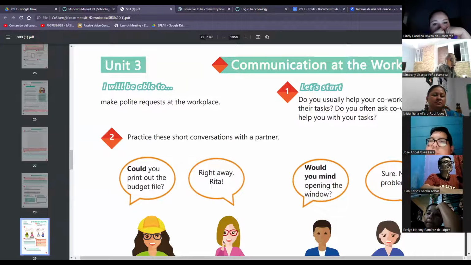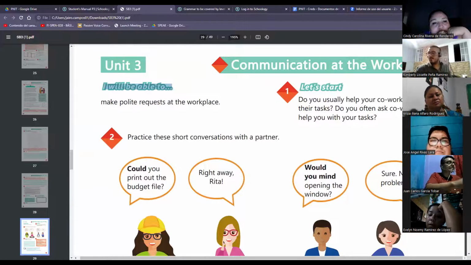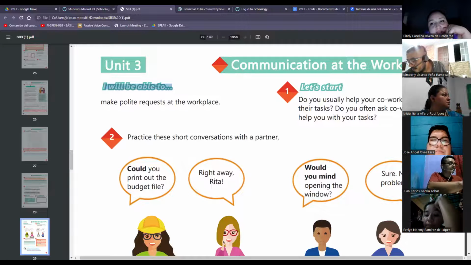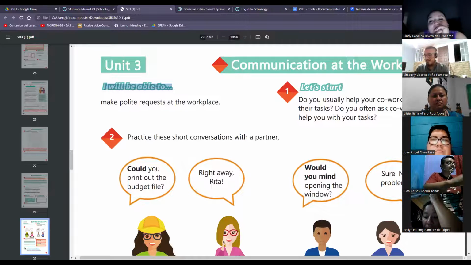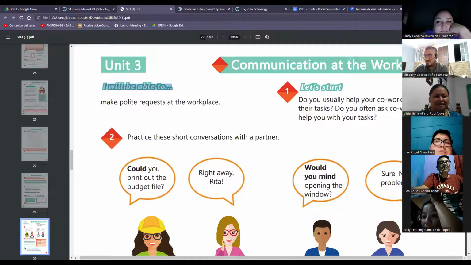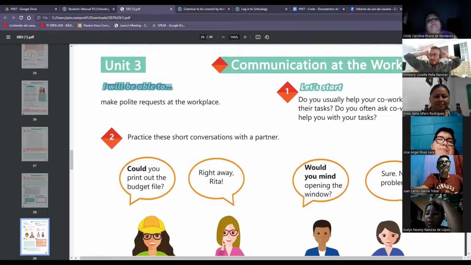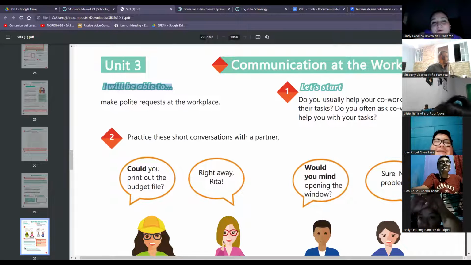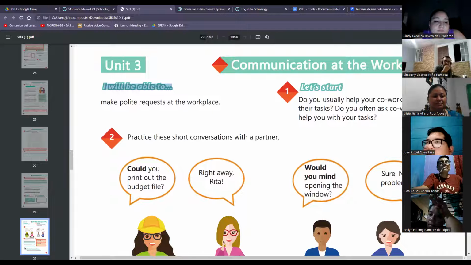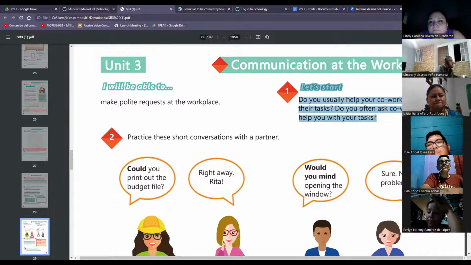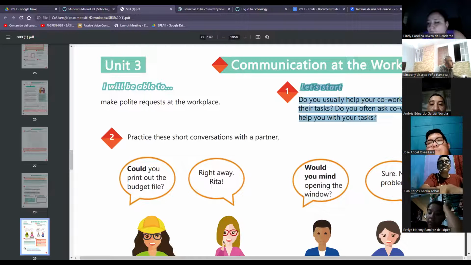Now, in this unit number 3, can someone read? Only one person, please. I will be able to make polite requests at the workplace. Okay, so in unit number 3, I will be able to make polite requests at the workplace. Okay. And then it says number 1. Let's start. Who can read number 1? Me. Thank you, Andres. Let's start.